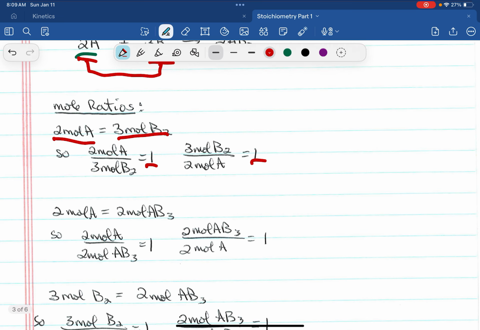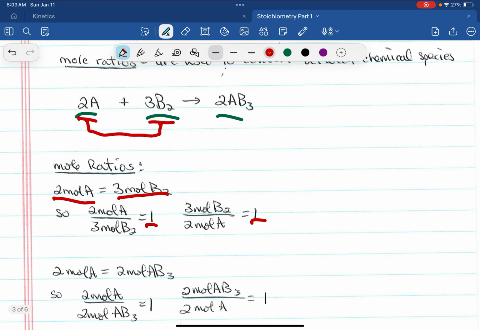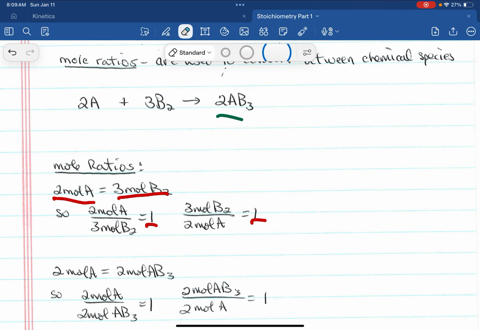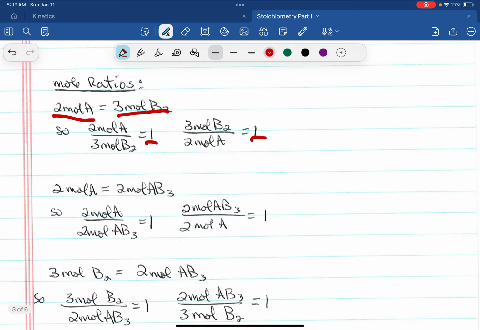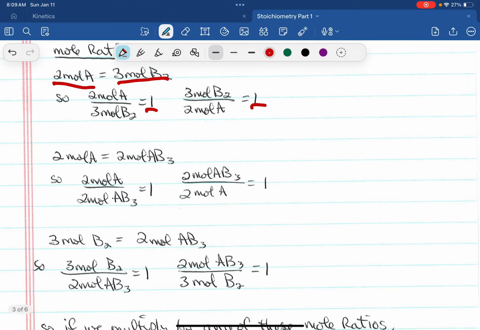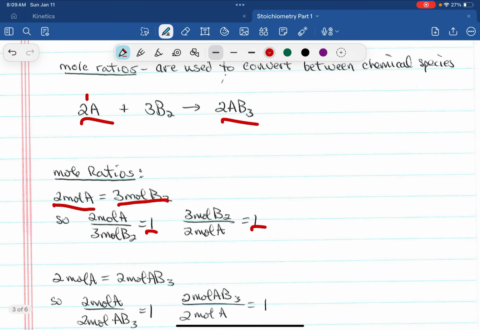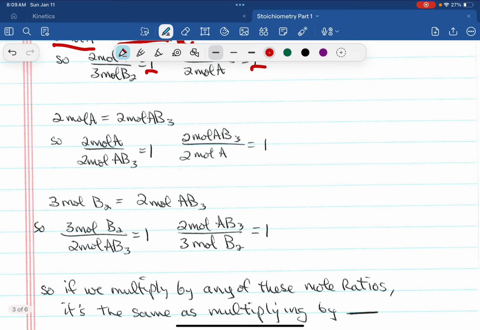So what if we were looking at the A with AB3? Well, then it would be 2 moles of A over 2 moles AB3. See, the 2's are from here and here. Just like the 2 and the 3, there's the 3, right? So 2 over 2, 2 over 2, they're both 1. 3 B2 to 2 AB3. Well, do we put the B2 on top or do we put the AB3 on top?